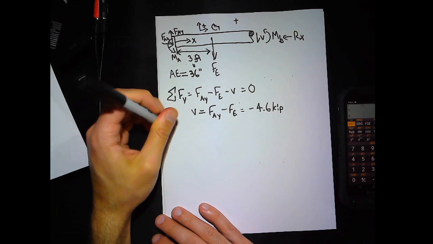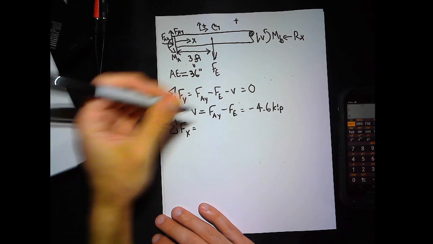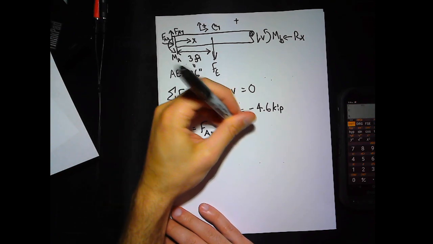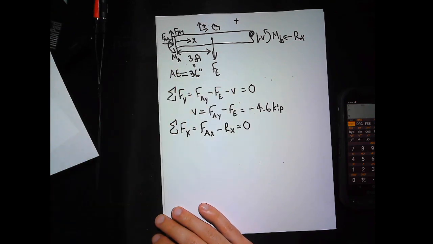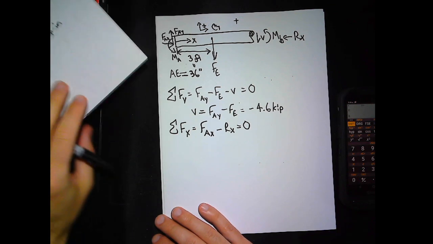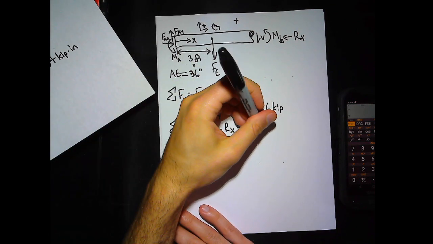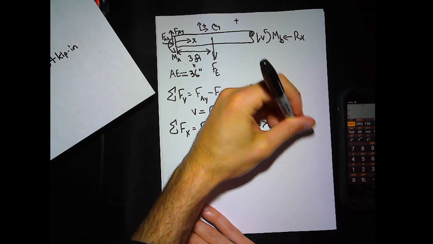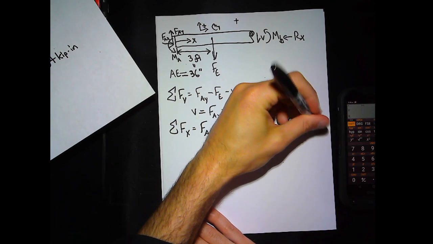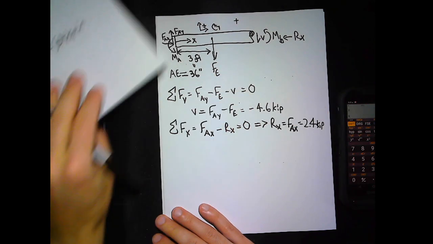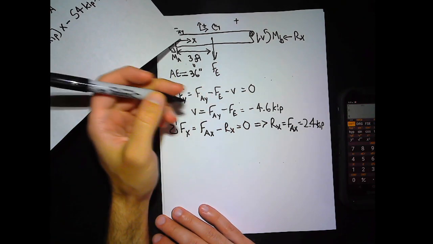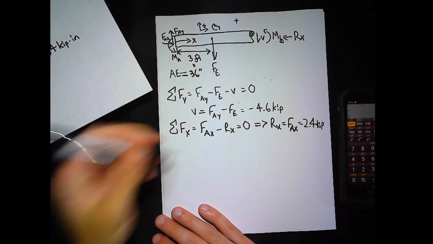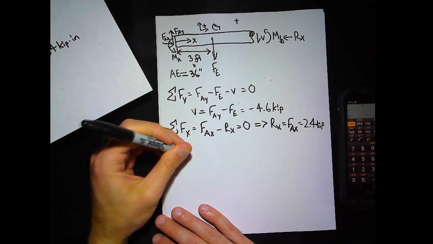All right, summation of forces in the X. Still straightforward. FAX minus RX equals 0. Therefore, RX equals FAX. That's 2.4 kip. Okay. Okay, and then the fun one. Summation of moments. Again, about the section.